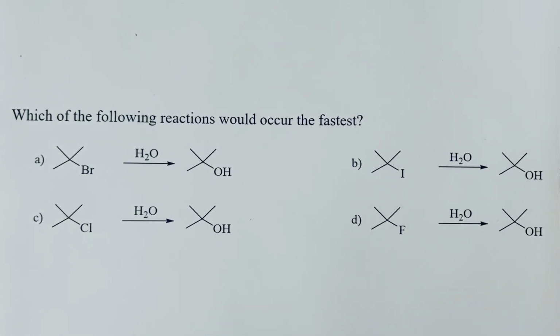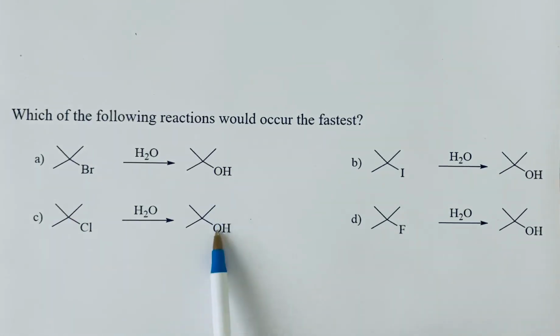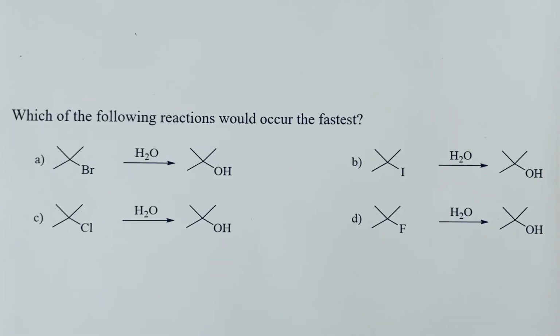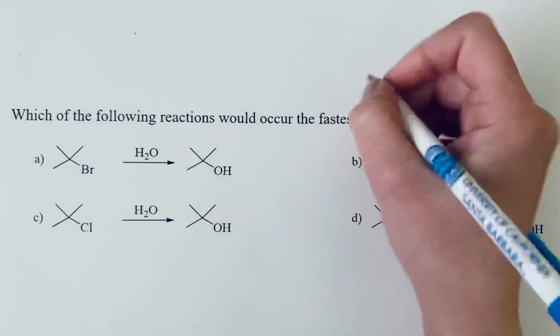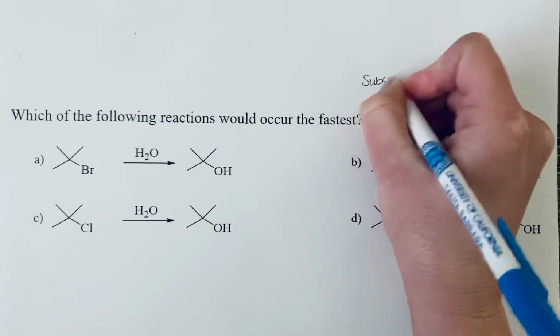Which of the following reactions would occur the fastest? If we look at all of these reactions, we see that they all form the same tertiary alcohol as a product, and they are all using the exact same solvent, which is going to act as a nucleophile in this reaction. And so what's different is the structure of the substrates. So these are all substitutions.